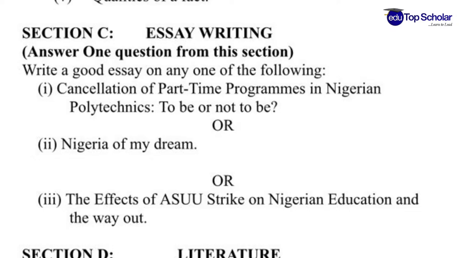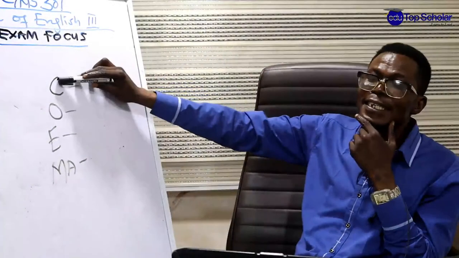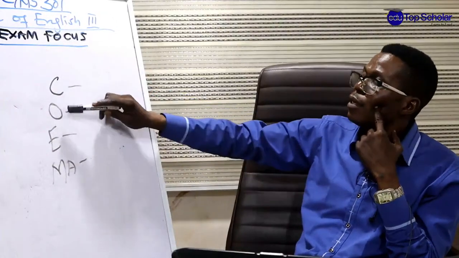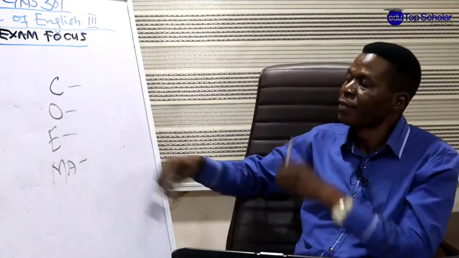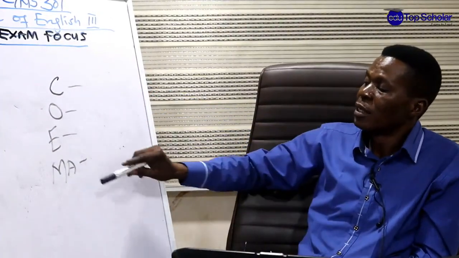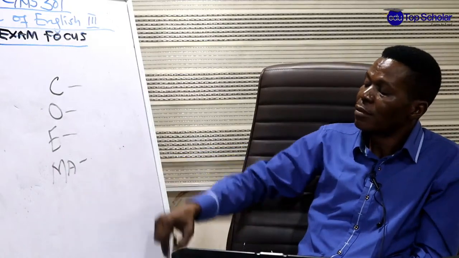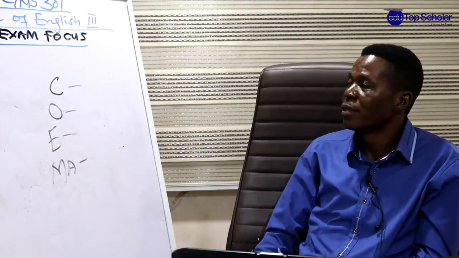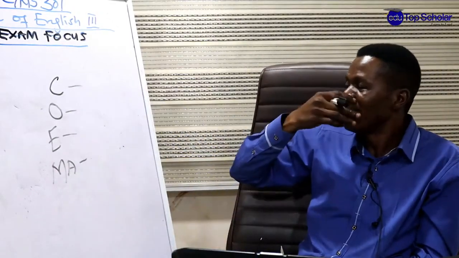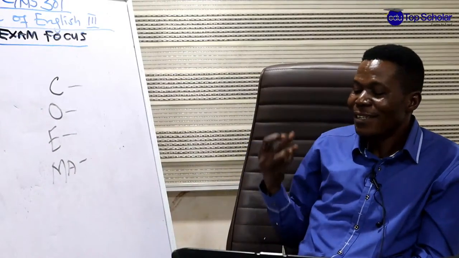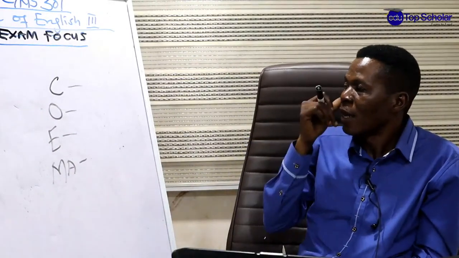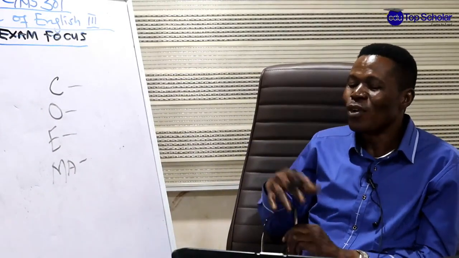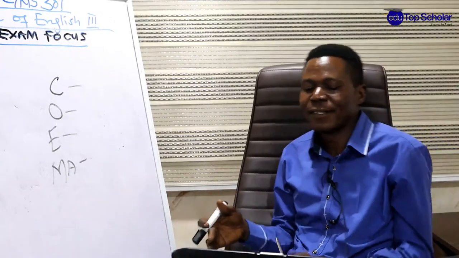So these 4 yardsticks. Now, the C here means content. O, organization. E, expression. This MA is mechanical accuracy. Now, the content means the essay you have written. Did you actually write within the context of what we asked you to write?